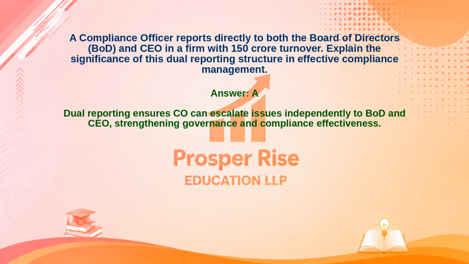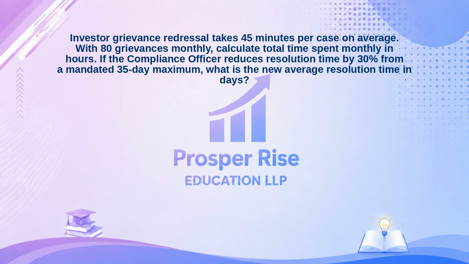Option A. Let's see why. Dual reporting ensures the compliance officer can escalate issues independently to BOD and CEO, strengthening governance and compliance effectiveness. Investor grievance redressal takes 45 minutes per case on average. With 80 grievances monthly, calculate total time spent monthly in hours.